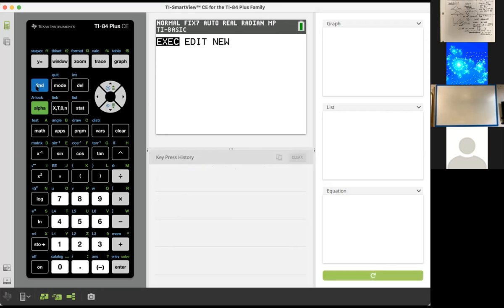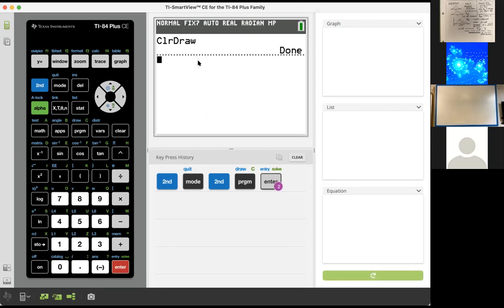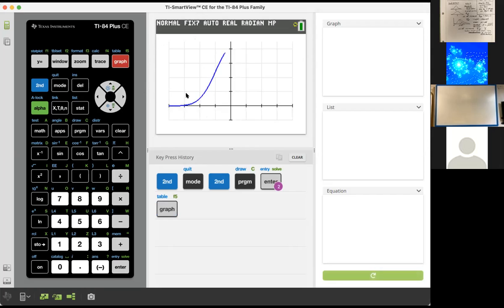Now, again, I'm working the keyboard on the calculator from the keys on my keypad of my computer, which is awkward. Okay, let's try it again. Second function, draw, clear drawing. That erases the whole drawing window. Doesn't erase any of the things you stored, just erases the drawing window. So when I clear the drawing and the calculator says done, now I can go back to the graph and just draw the standard normal distribution.